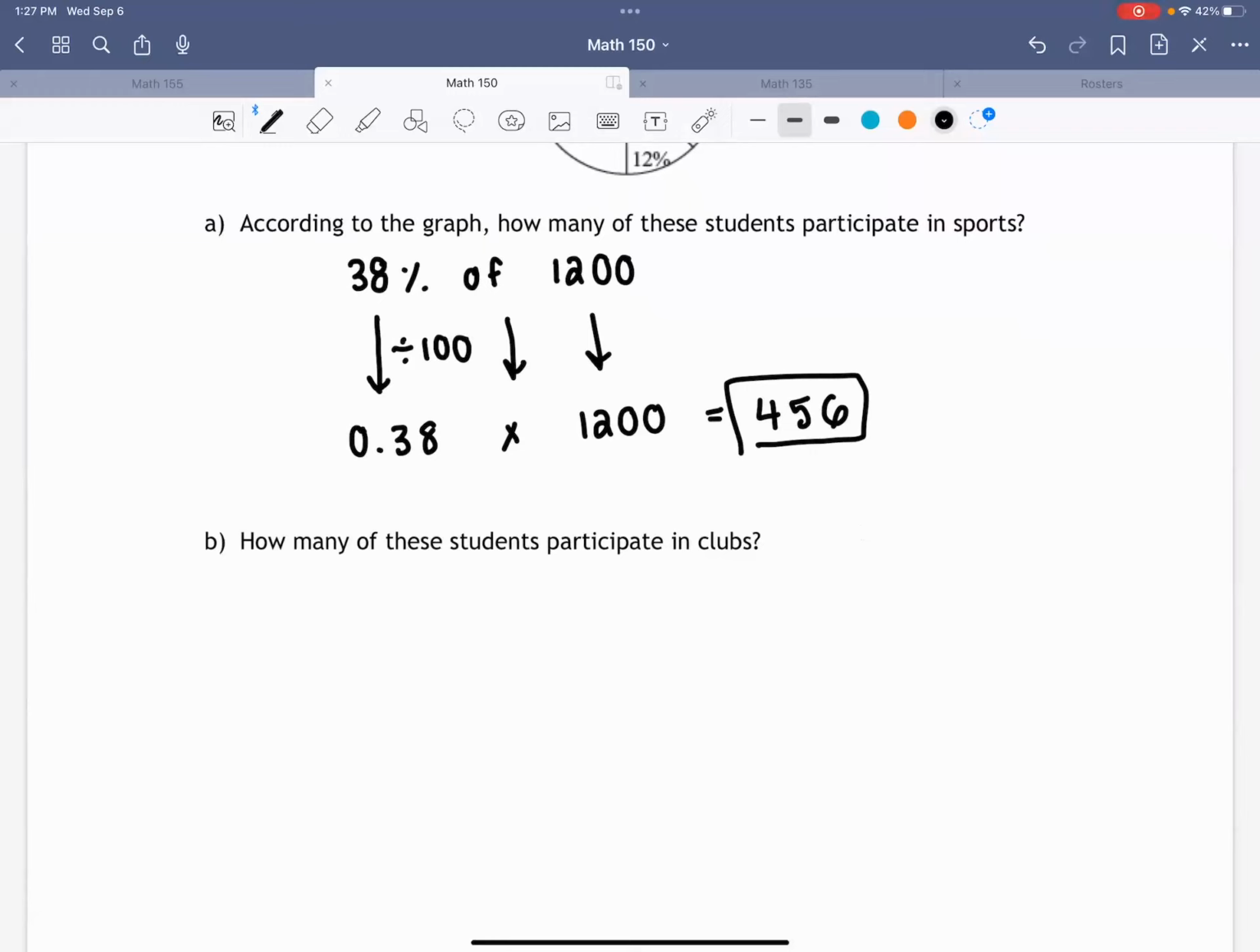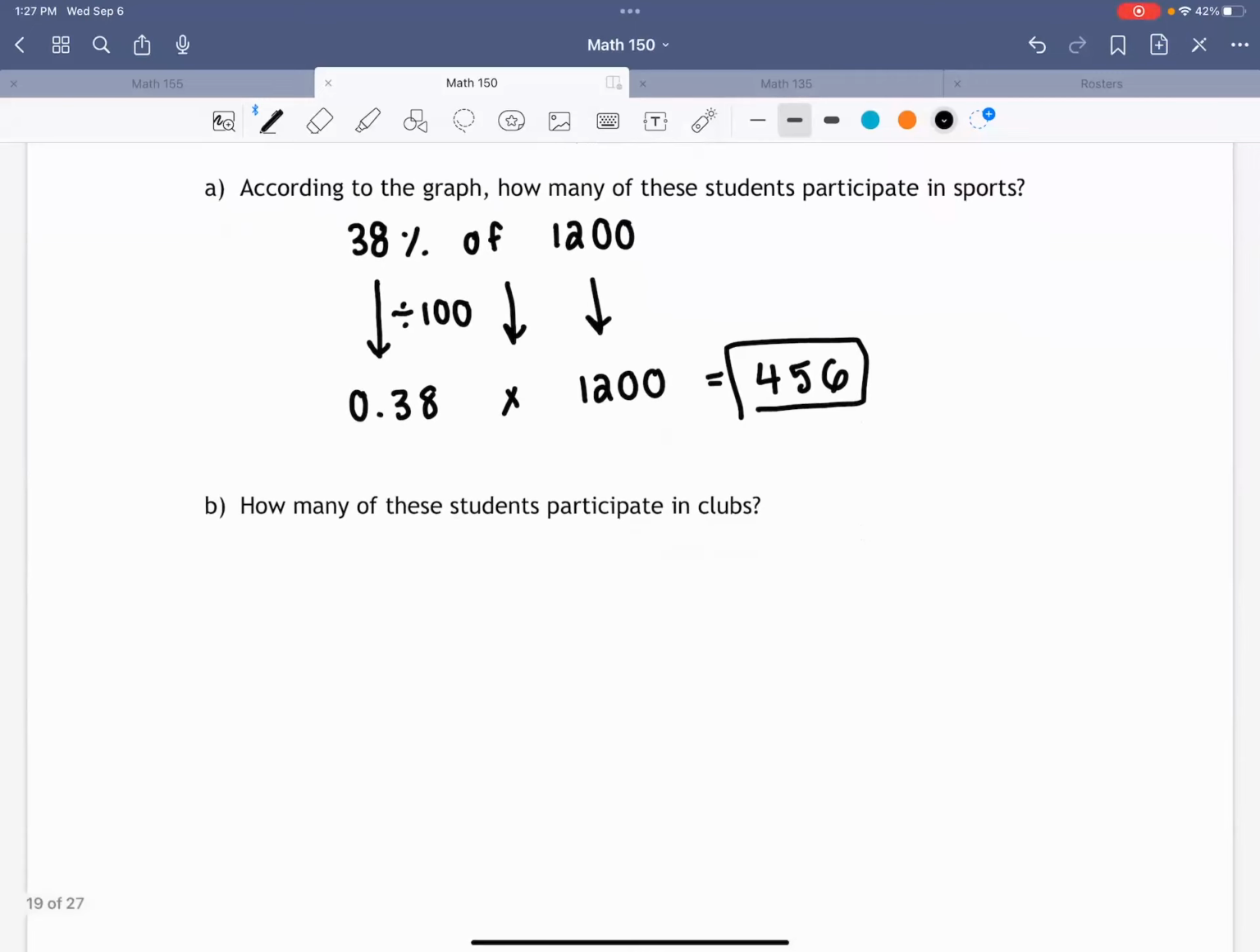Yes. Okay. All right. Why don't you tell me how many? How'd you get part B? So I did 1,200 times 0.25 for the 25% that are in club, and that equals 300. Perfect. Are we all good with 300?